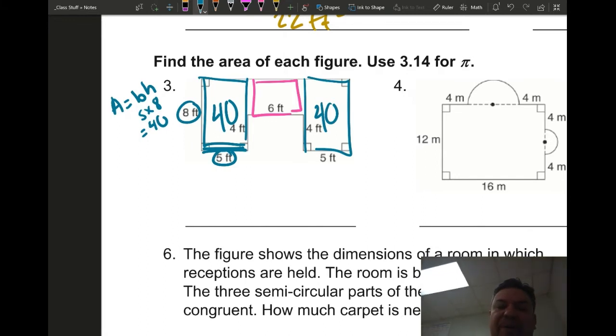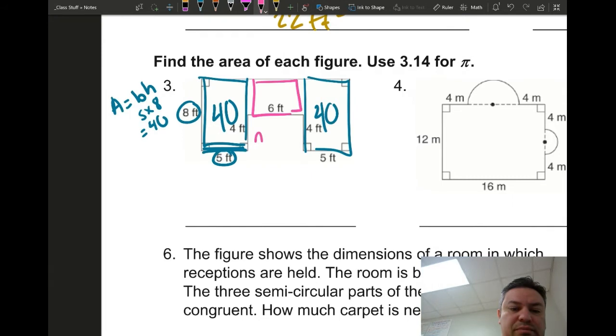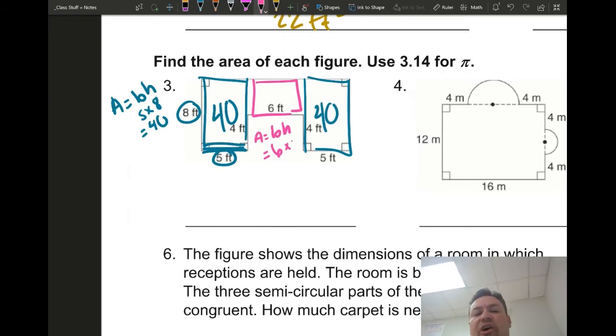Now let's look at the pink one, because right now it's also a rectangle, base times height. However, I only see one number. I only see the 6. I need the height. What is the height of that rectangle? And this is the problem that you're gonna come across all the time. So you gotta start looking for the missing numbers.